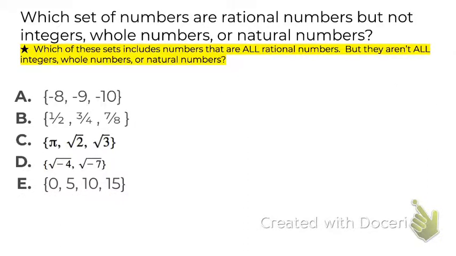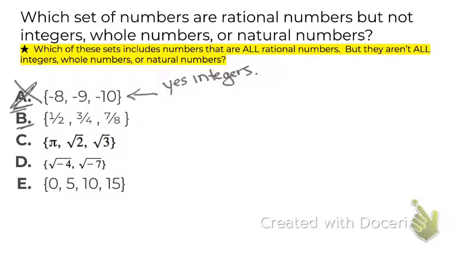Which of these numbers are rational numbers, but they're not integers, they're not whole numbers, and they're not natural numbers? So I can't look at it and say this is all integers. This is all whole numbers. This is all natural numbers. So if you look at each one, for A, these are rational numbers, but can I look at these and say that they're not integers? No, those are integers. Integers include positive and negative numbers. So it's not A.